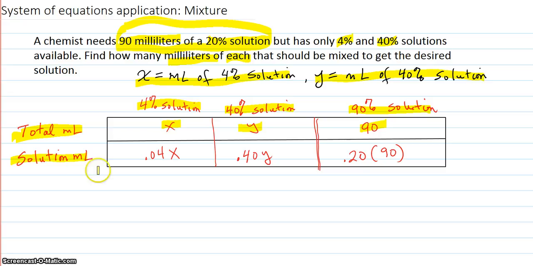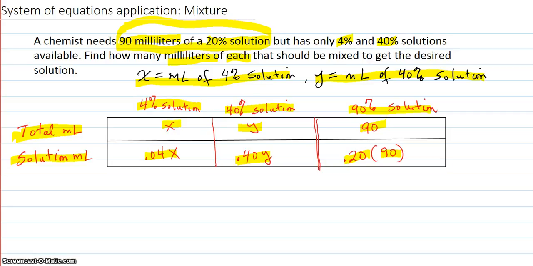Okay, then we need to know about the solution, whatever's inside there. So there's a 4% solution. So 4% of X milliliters is the solution, 4% of it. And there's 40% of Y milliliters of this 40% solution. And that's got to add together to come out to be a 20% solution of this grand amount, 90. Like that. So now you need your two equations.